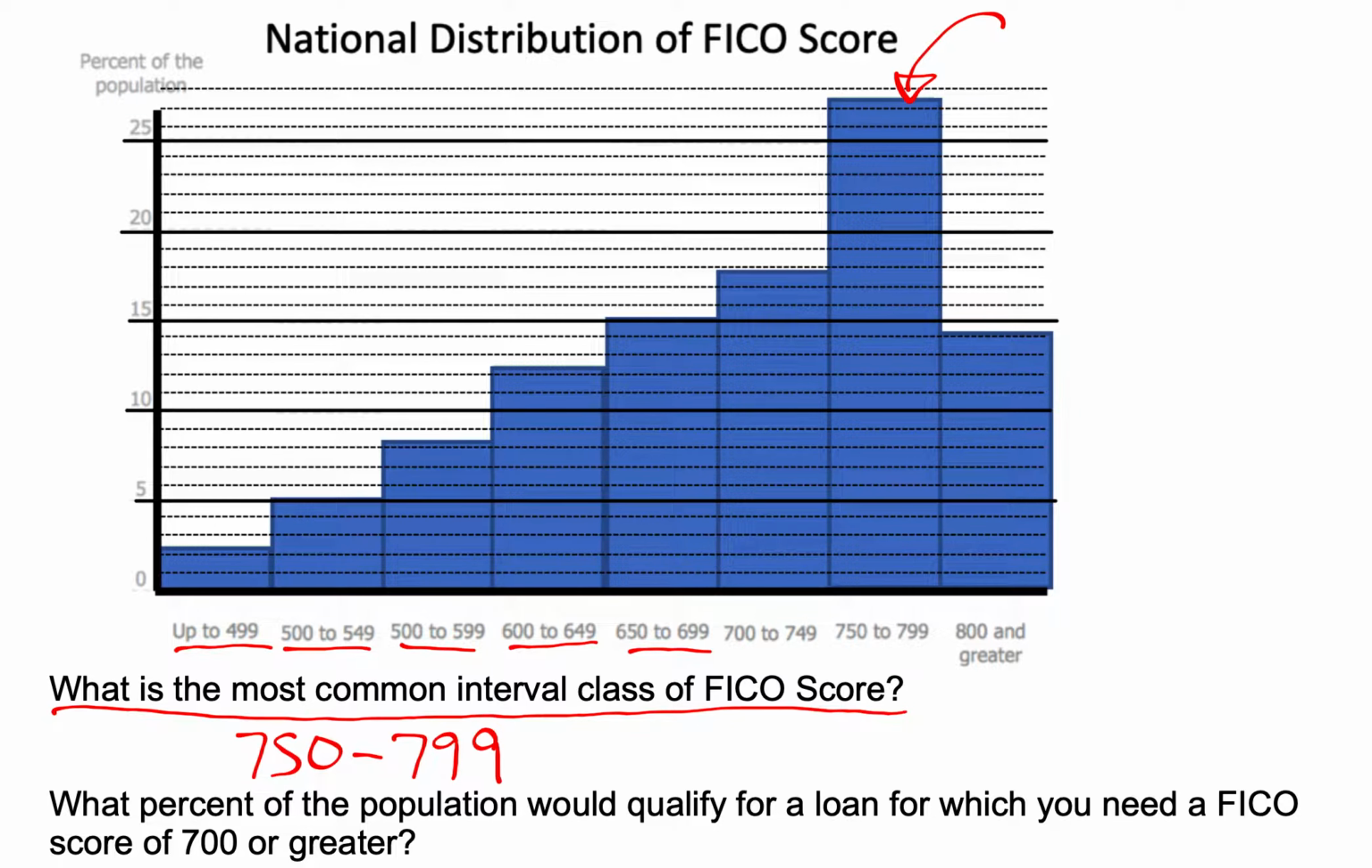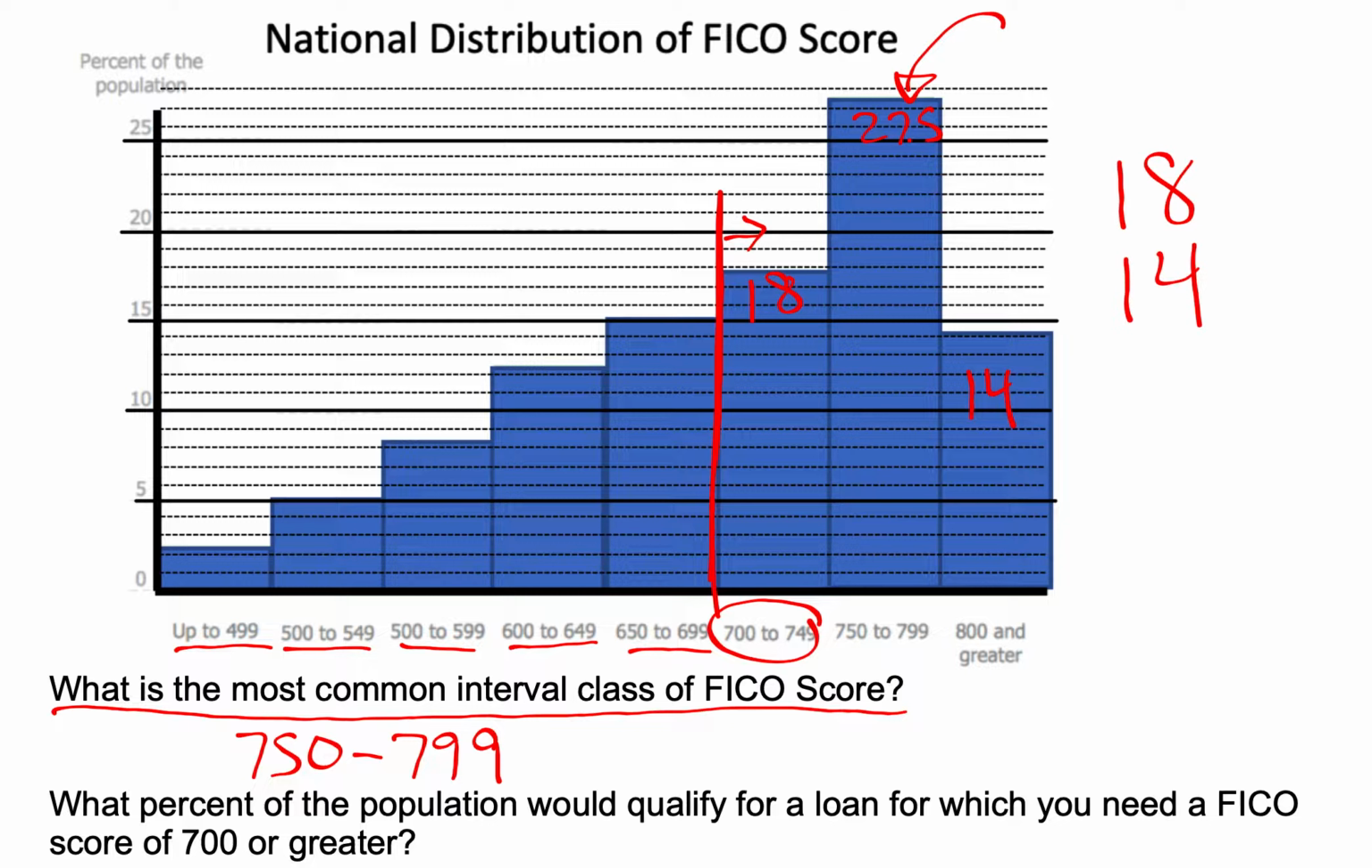Okay. Next question, what percent of the population would qualify for a loan for which you need a FICO score of 700 or greater? Well, 700 or greater would be all three of these bars. So this first bar is 18%. This next bar looks like it's about 27.5%. And the last bar looks like 14%.